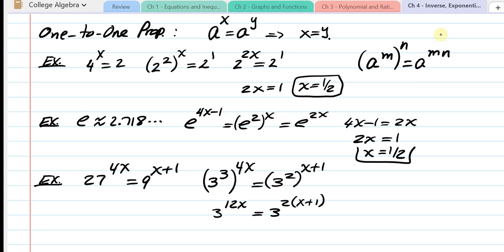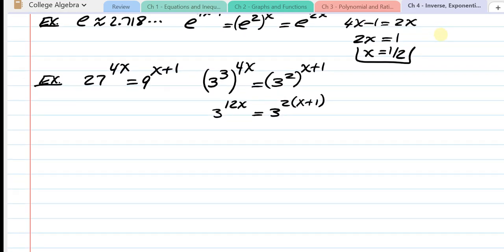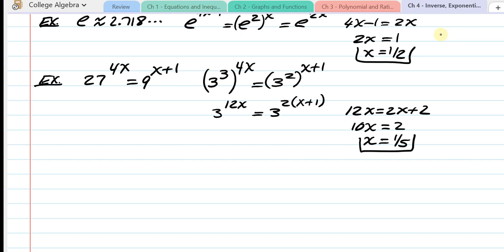All right, now we do have a common base. Therefore, we could equate the exponents. As a result, 12x is equal to 2x plus 2. I went ahead and distributed. Subtract 2x and divide by 10. So x turns out to be 1/5. And there you have that one.